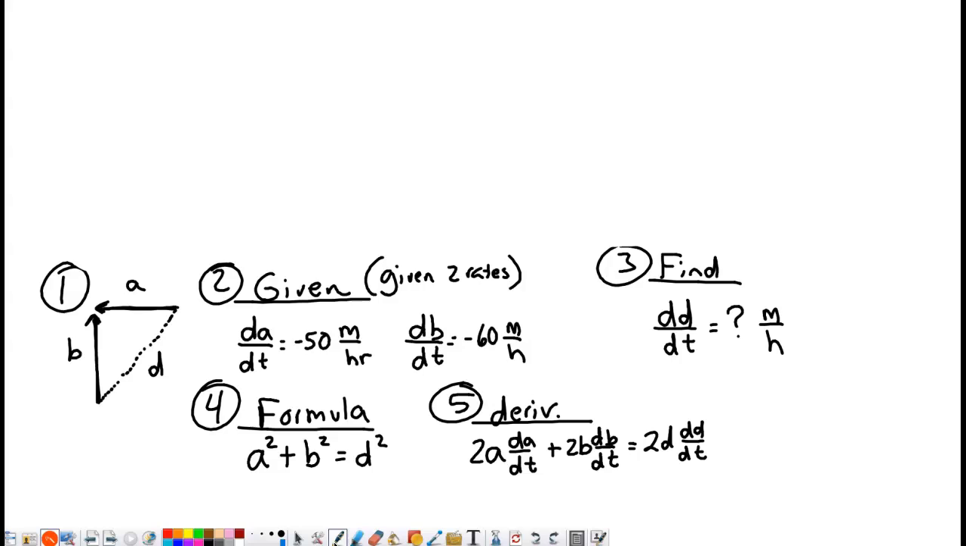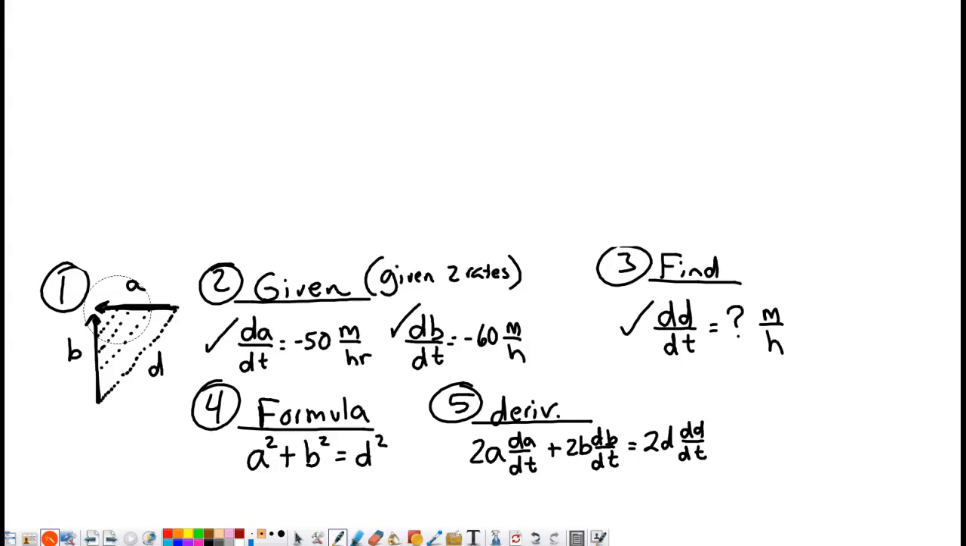But for now, your two given rates were the rate of change of A with respect to t, in other words, the speed of car A, which is negative 50. It's negative because this length is decreasing. Same thing with car B: dB/dt is negative 60. We're looking for the rate of change of D with respect to time. How fast is the distance between those two cars changing over time? As they get closer and closer to the intersection, that D is decreasing.